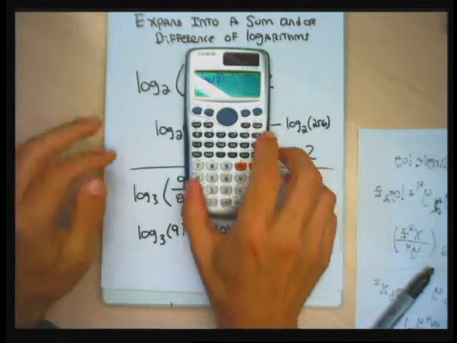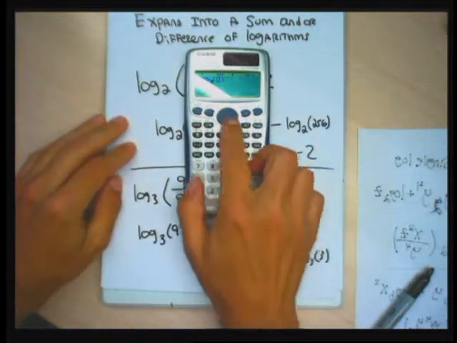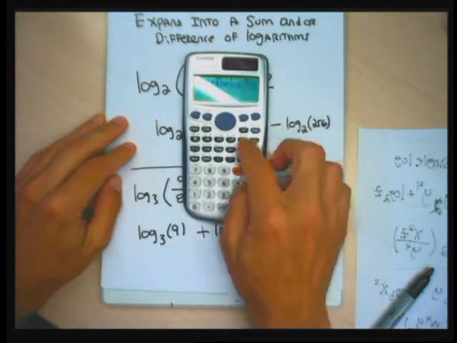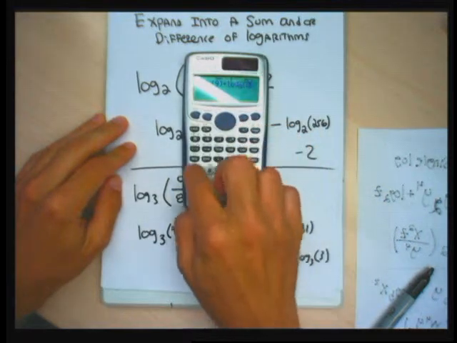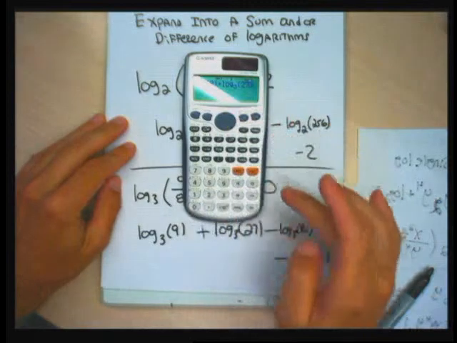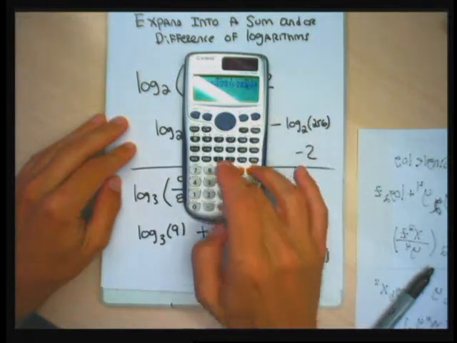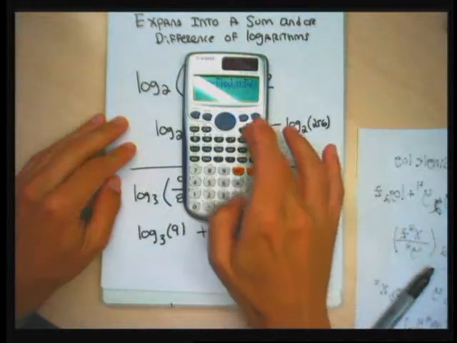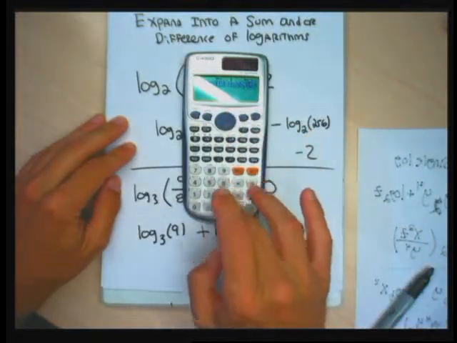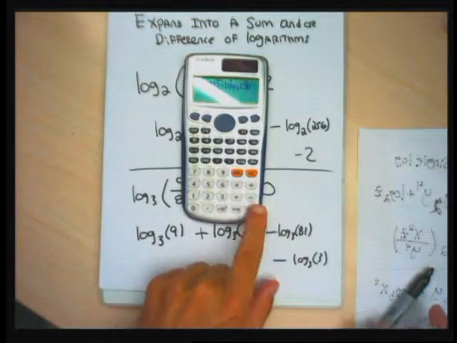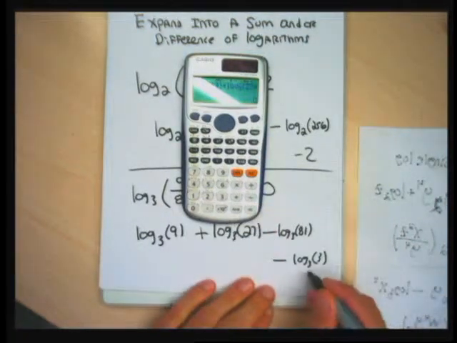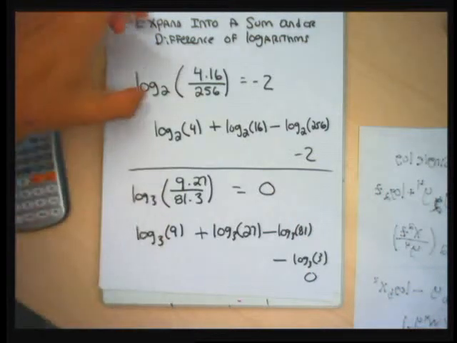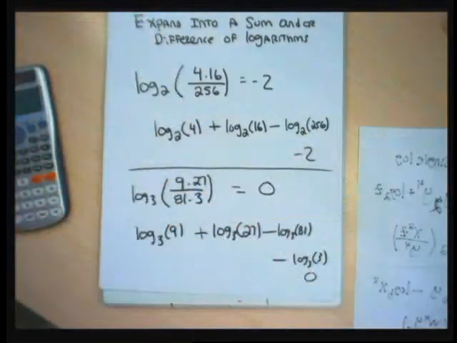So log base 3 of 9 plus log base 3 of 27 minus log base 3 of 81 minus log base 3 of 3. If I've successfully rewritten it, I'm going to get a 0. And I do. So I've used the rules perfectly to expand this into both a sum and difference of logs.